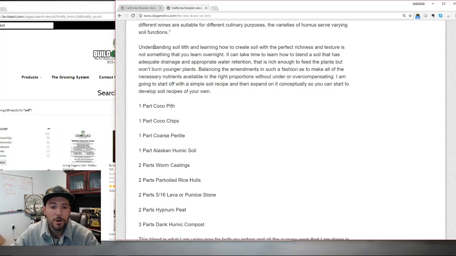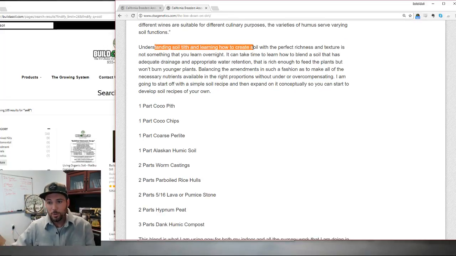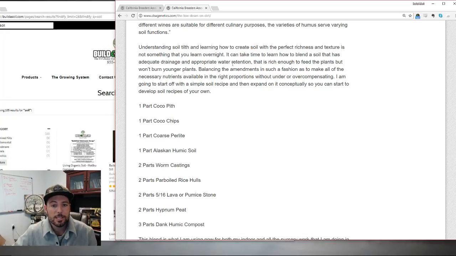All right? Understanding soil tilth and learning how to build a soil with the perfect richness and texture is not something that you want to learn overnight. It can take time to learn how to blend a soil that has adequate drainage and appropriate water retention, that is rich enough to feed the plants but won't burn the younger plants, balancing the amendments in such a fashion as to make all of the necessary nutrients available in the right proportions without under or overcompensating. I'm going to start off with a simple soil recipe and then expand on it conceptually so you can start to develop soil recipes of your own.